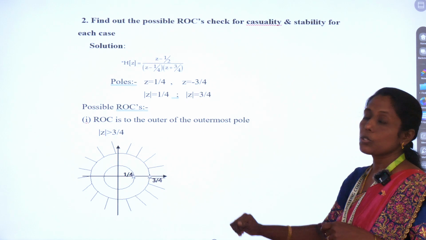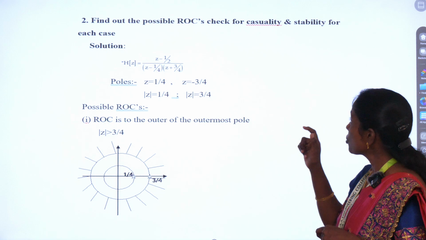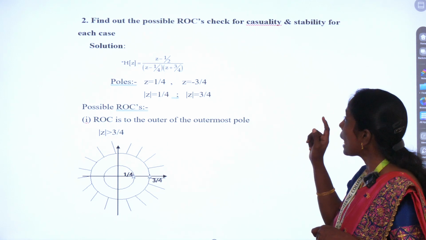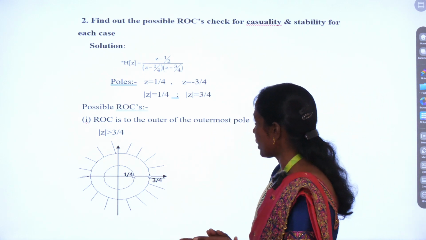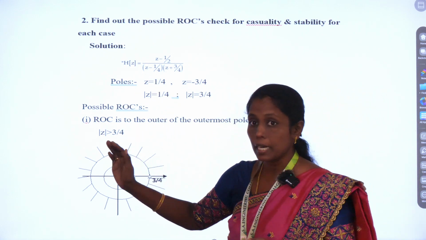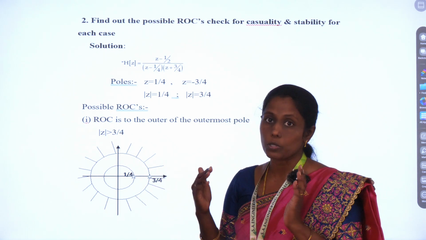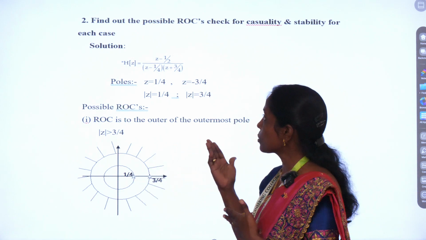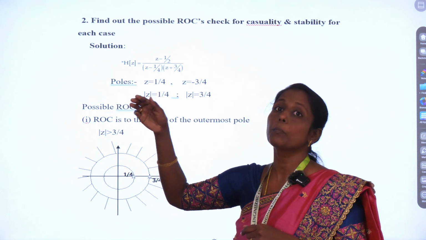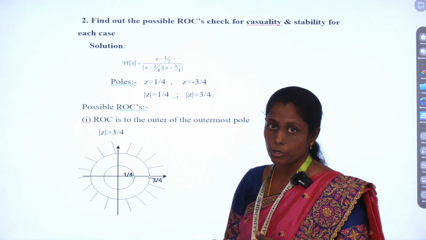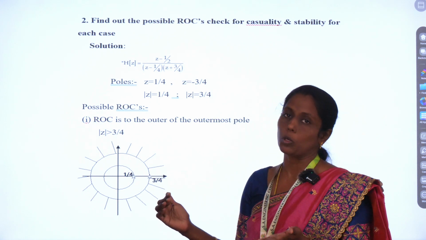Next problem. So what is the next problem? Find out the possible ROCs, check for causality and stability for each case. So the system function H of z is given, but when you look at the previous problem, the condition for ROC is mentioned, but here in this problem, see, they have mentioned the possible ROCs. So we have to check the stability and causality for all the possible ROCs.